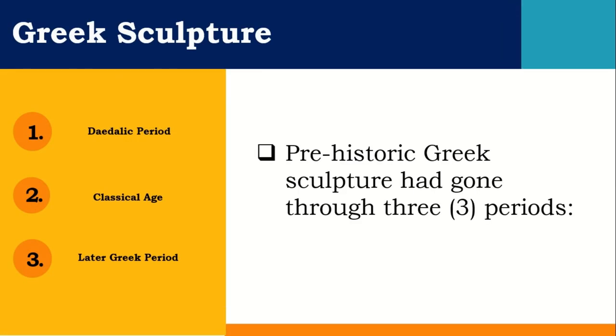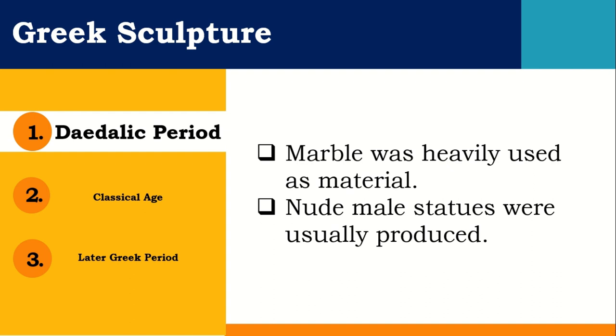Greek sculpture. Prehistoric Greek sculpture had gone through three periods. The first one is the Daedalic period, where marble was heavily used as material. Nude male statues were usually produced.